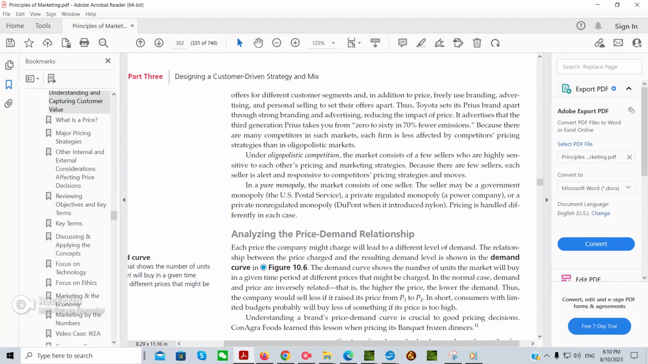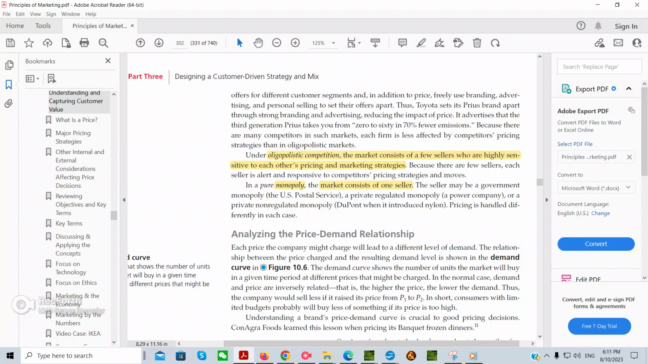Under oligopolistic competition, the market consists of few sellers who are highly sensitive to each other's pricing and marketing strategies. Because there are few sellers, each seller is alert and responsive to competitors' pricing strategies and moves. In a pure monopoly, the market consists of only one seller. That's what I was referring to earlier, monopoly, which is not quite the same thing as what they were saying. So if it's a pure monopoly, the market consists of only one seller.